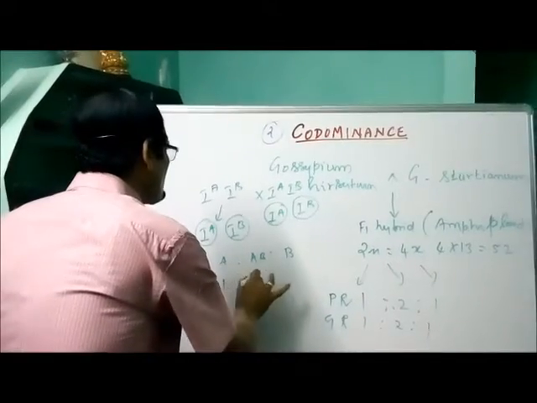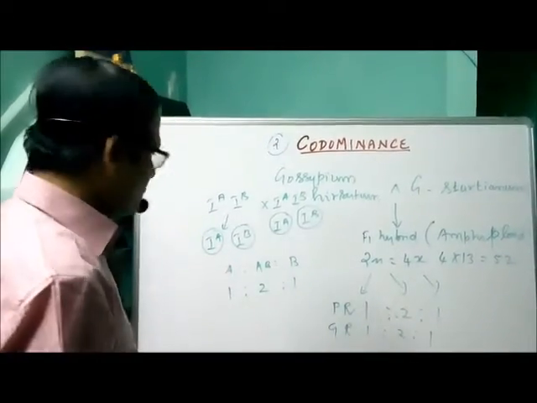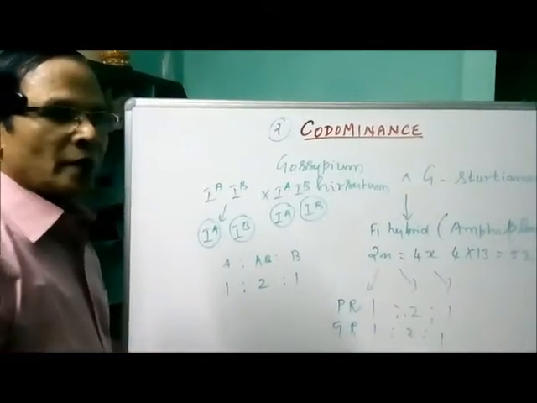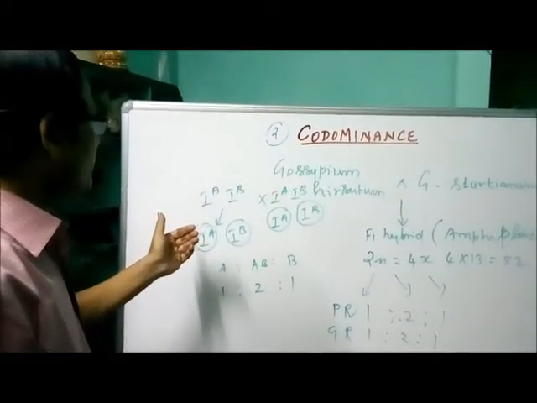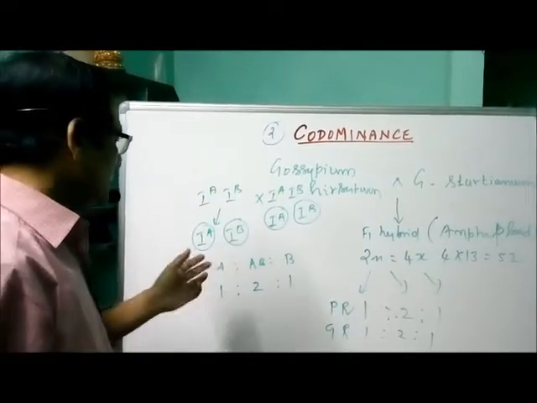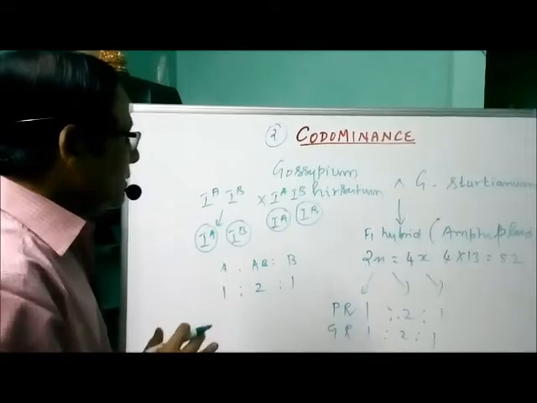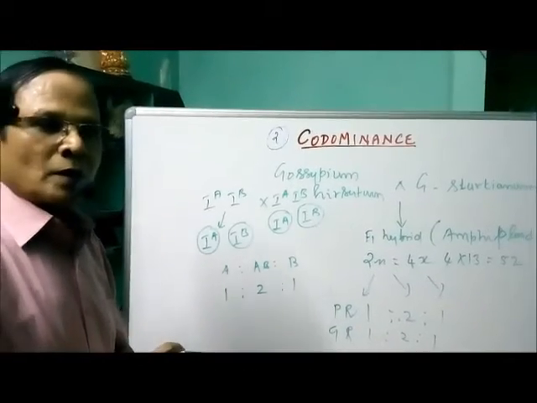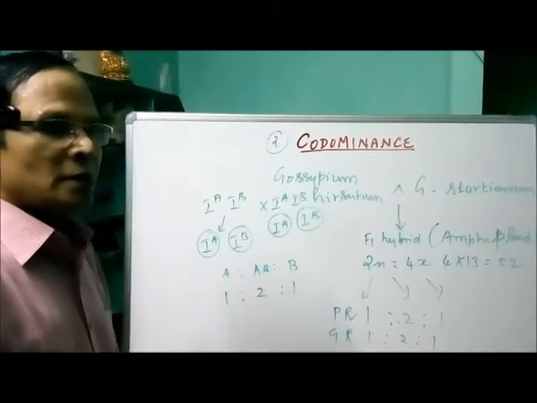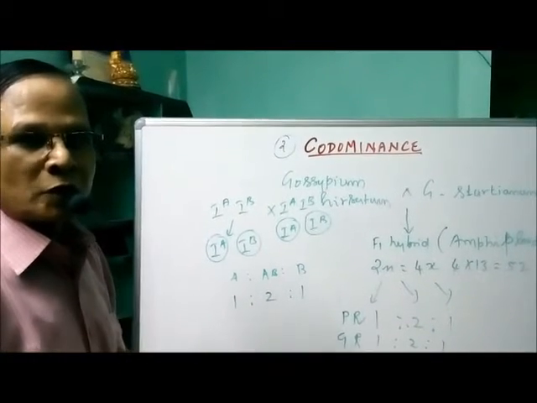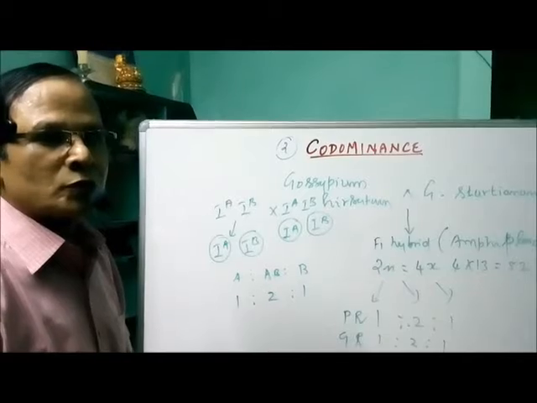Now the ratio is 1:2:1. So both the phenotypic ratio and the genotypic ratio in the case of marriage between AB parents are 1:2:1. So either in the case of incomplete dominance or in the case of codominance, the result will be the same: the phenotypic and the genotypic ratios would be similar, 1:2:1.